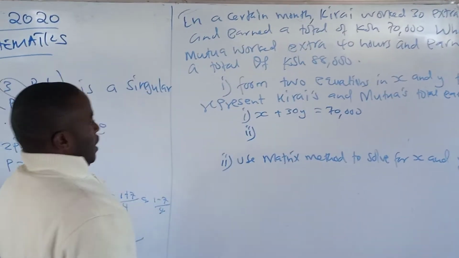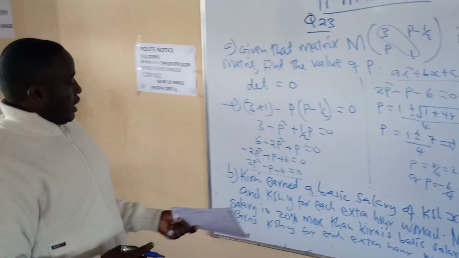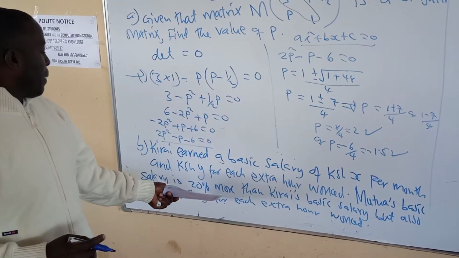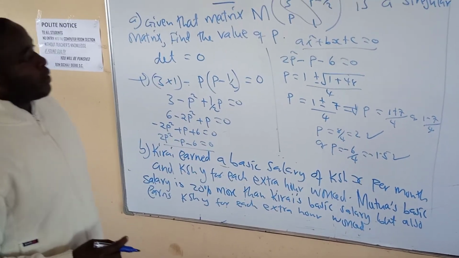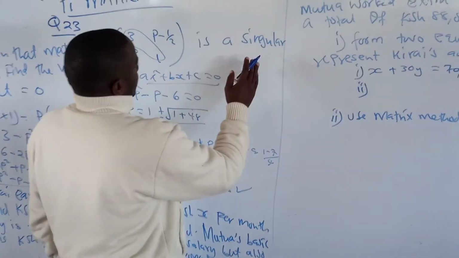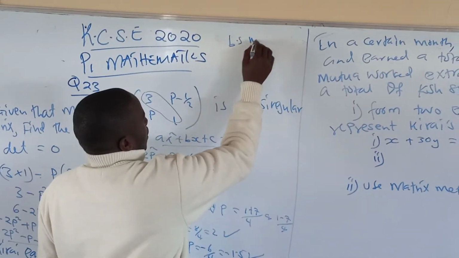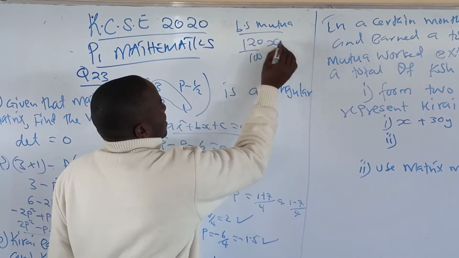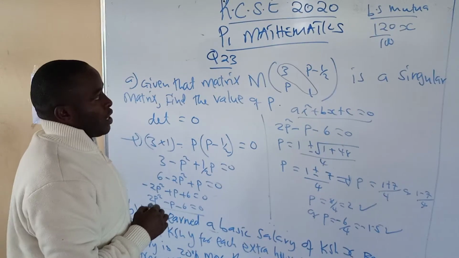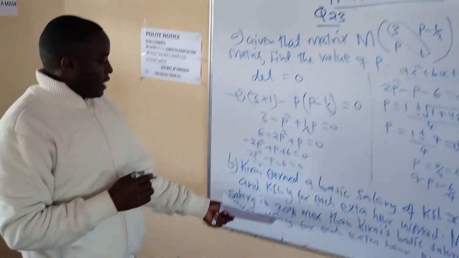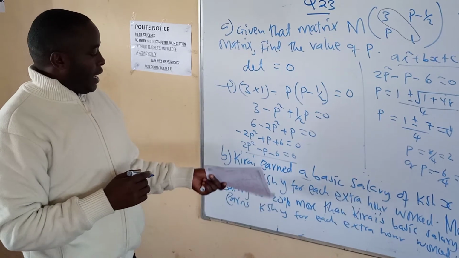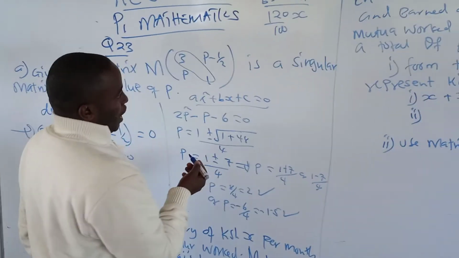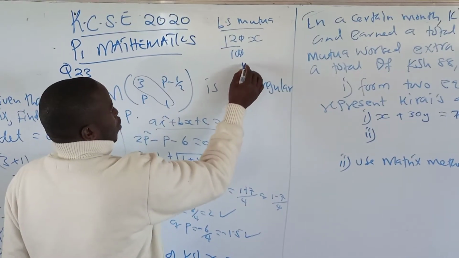Equation 2. Now we are told about this other person called Mutua. Mutua's basic salary is 20% more than Kirai's. So that tells you that the basic salary for Mutua is 120 over 100 of X. That's what he was earning, because it is 20% more, meaning that if Kirai is at 100, then he is at 120. So it is 120 over 100 times X, the amount Kirai was earning. This gives you 1.2X.